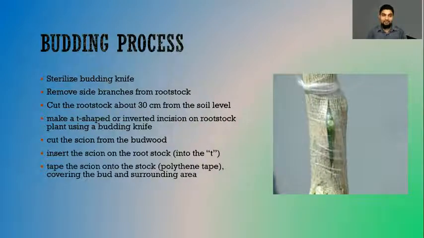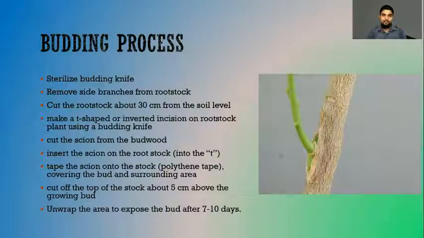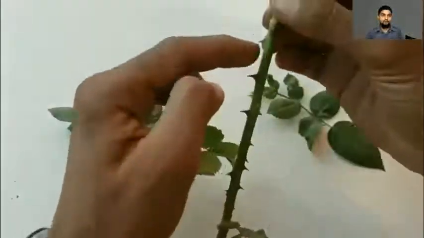Then a tape is used, usually a polythene tape, and it is wrapped around the bud and is covering the bud that you just inserted into the T that was made. After taping the location just above the rootstock, you would cut off that section. And then after about 7 to 10 days, the wrapping can be removed to allow the bud to develop into a new stem. So the following here is a demonstration of how budding can take place.